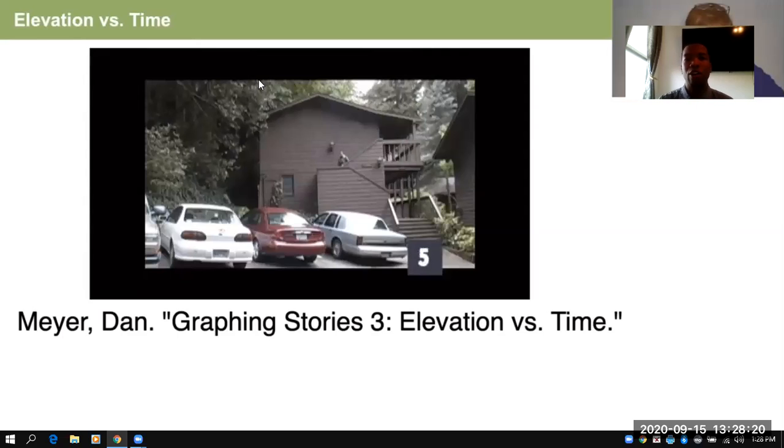So right here in the bottom right corner, we see that guy. We see the time, but with the picture, we see that he's going down the staircase.